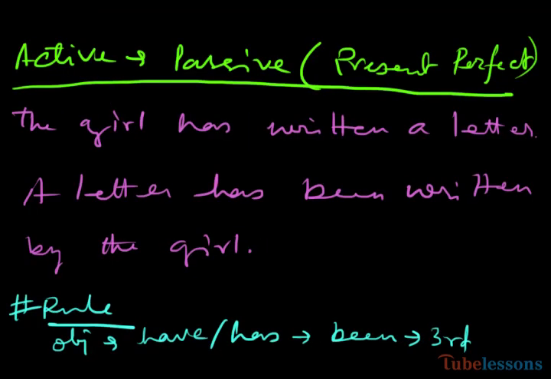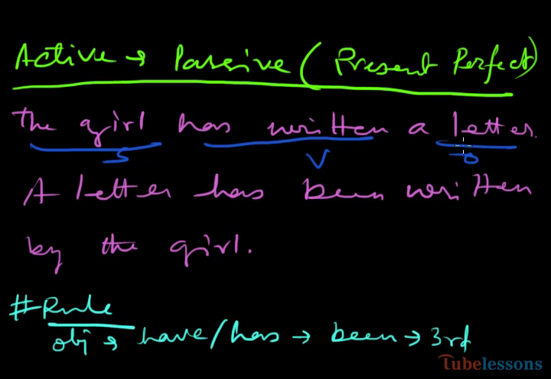Next, present perfect tense. The girl has written a letter. The girl is the subject. Has written is the verb. A letter is the object. Written what? Written a letter. So this is the object. Who has written? The girl has written.